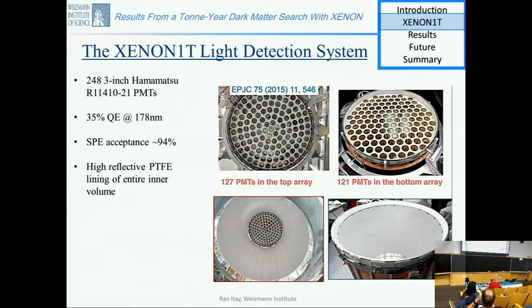So these are the PMTs, the top PMT array and the bottom PMT array. As I said, there are 248 3-inch PMTs with quantum efficiency of 35%. And all of this is coated with highly reflective PTFE, again, not to lose any photon that will be created in the detector. So we are really looking for a few photons.